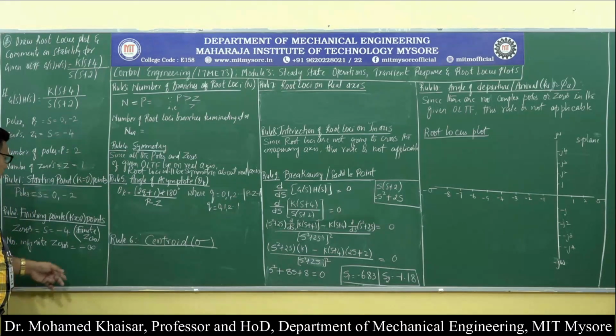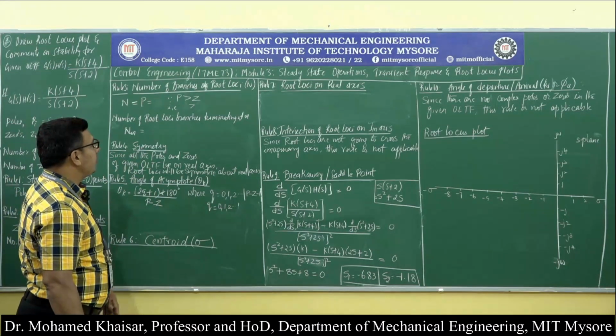Minus infinity. Why? Because there are two starting points, there must be two finishing points. Since in the given problem there is one zero, there is only one finishing point given in the open loop transfer function. The other finishing point will exist at infinity. That is what it means to say. So that is why we call it an infinite zero.